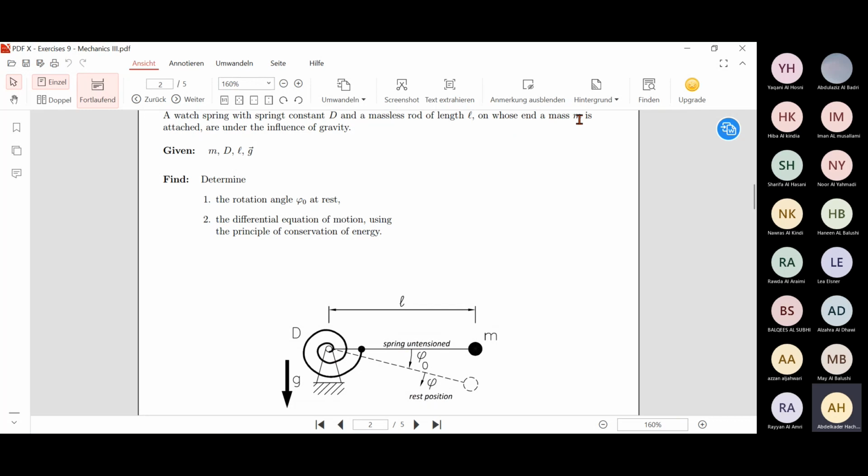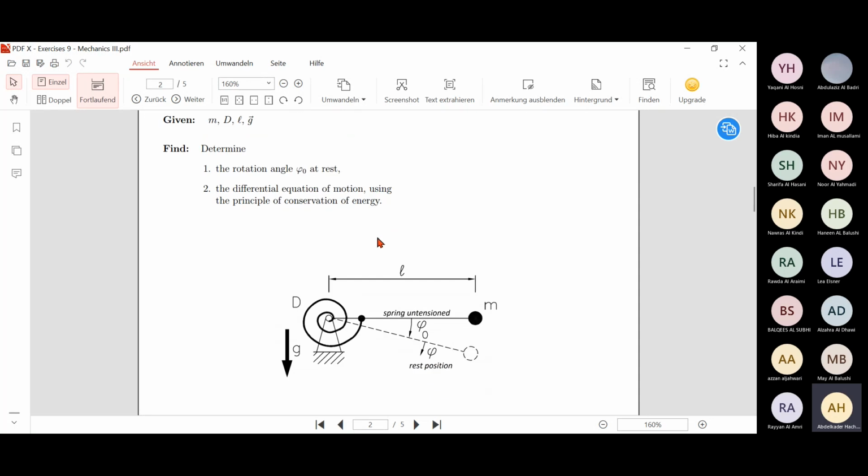On this end, mass m is attached and under the influence of gravity. Given are the mass m, the particle, the spring constant d, the length of the rod, and of course gravity acceleration. It's asked here to determine the rotation angle phi0 at rest, and to determine the differential equation of motion using the principle of conservation of energy.